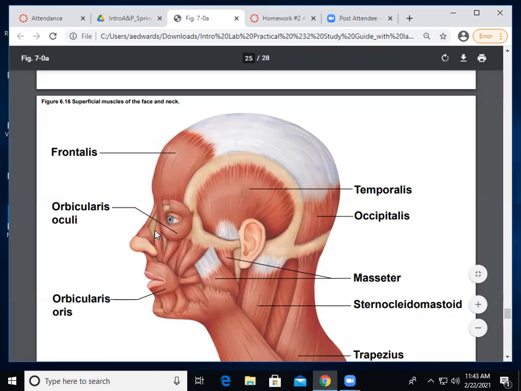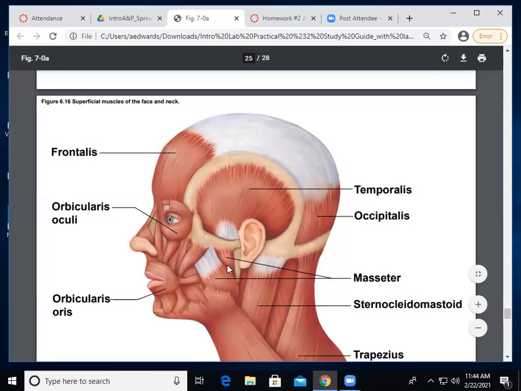So this is where it gets a little harder. This is a circle, right? So this is orbit. So you'll see orbicularis. And because it's the eyes, it's orbicularis oculi. That makes sense? Whereas down here, you have another orbit around the mouth. So it's orbicularis oris. Does that make sense?